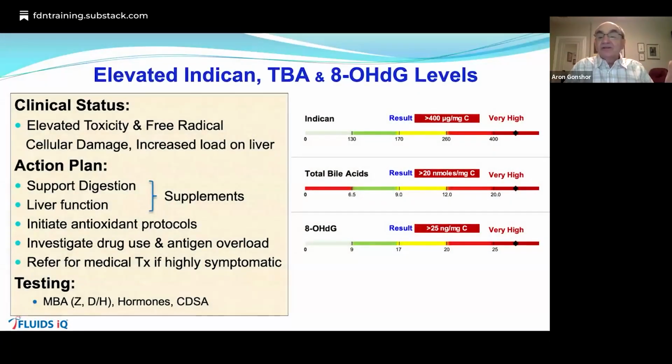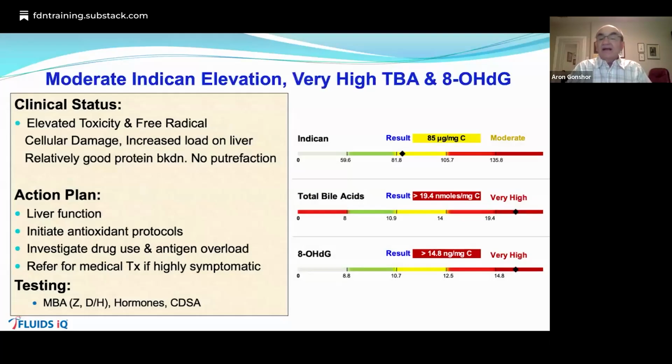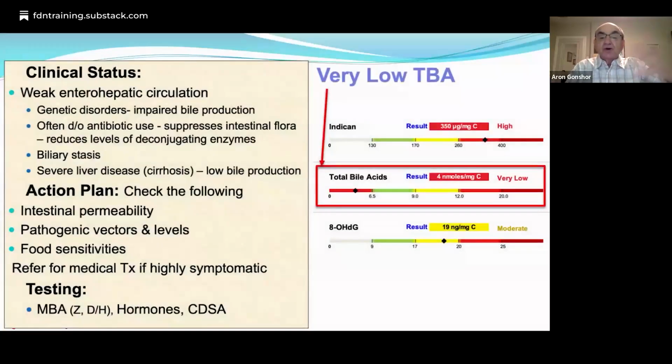And here's another one where they're all high. All of them are high. So elevated toxicity, free radicals, there's cellular damage, clearly increased load on the liver. You've got to deal with this. This is a fire that's there right now, and you've got to deal with that. So all of the things that I mentioned to you need to be done. You immediately need to initiate antioxidant protocols, definitely investigate their drug use, etc. And of course, all the other things which you could be looking at.